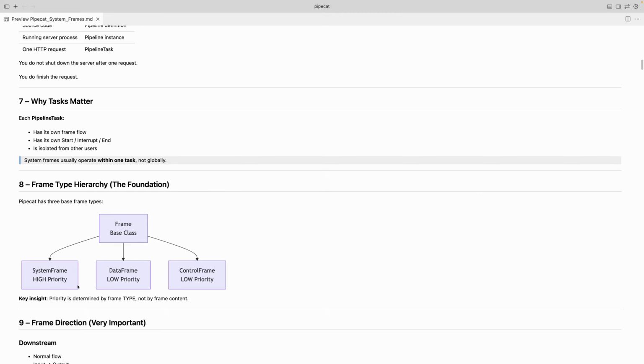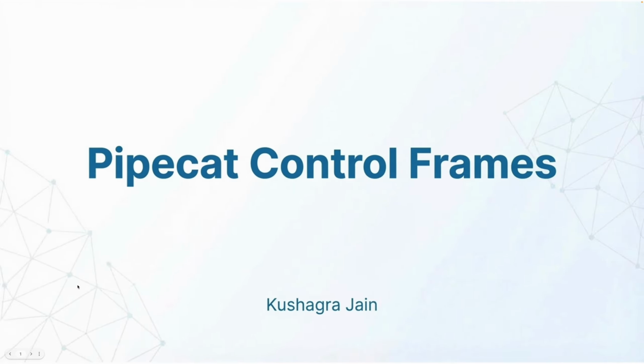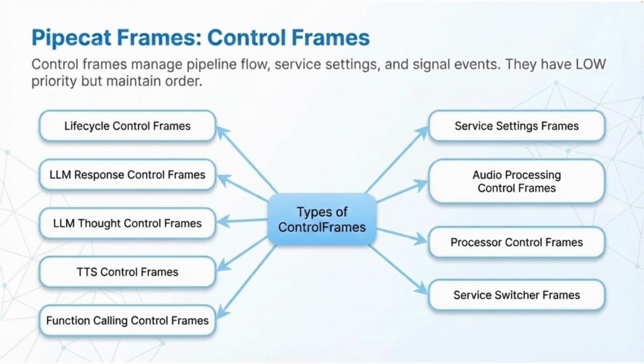So coming back to this, control frames orchestrate the pipeline behavior. They don't carry user data, they control the flow, state, and life cycle. Some of this system frame is already doing, but they are of higher priority, and control frame is of lower priority. And why are they useful? They enable clean boundaries between services, and they allow runtime control without restarting pipelines.